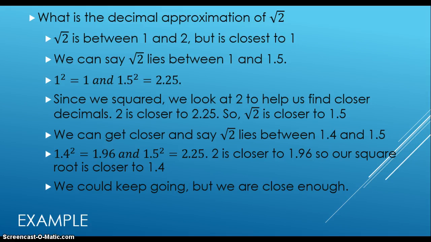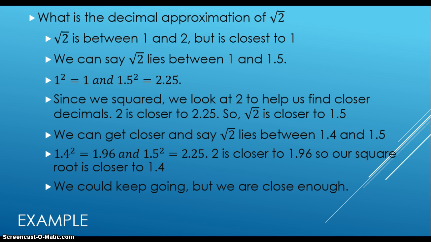We can say square root of 2 lies between 1 and 1.5 because it's not closer to 2, so it's closer to 1, so we can kind of look closer. 1 squared is equal to 1, and 1.5 squared is equal to 2.25. Since we squared, we look at the 2 under the root again to help us find closer decimals. 2 is closer to 2.25, so square root of 2 is closer to 1.5.